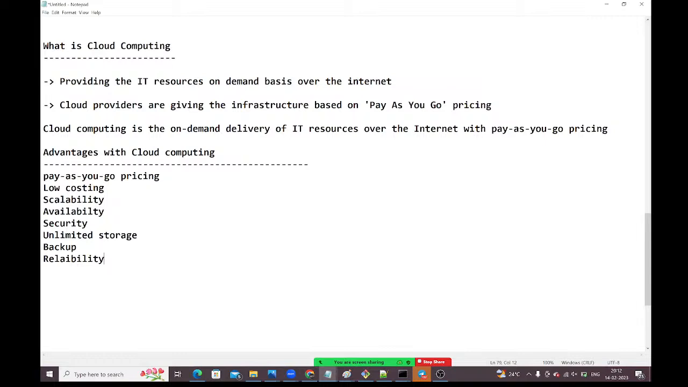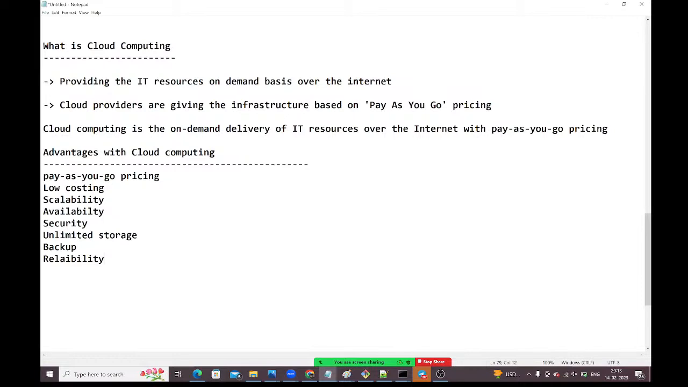You need to go to the market. You need to purchase the computers. You need to purchase the servers. You need to take care of network. You need to take care of backup. You need to take care of power. You need to take care of security. All those things you need to take care of if you go with on-premise infrastructure. If you want to take care of all these things, it is too costly, guys.